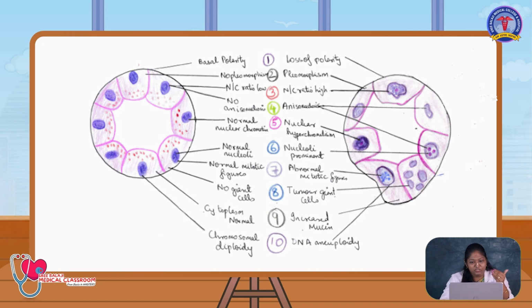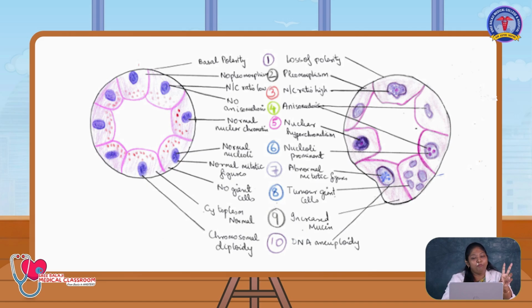So the 10 points of anaplasia, the first is basal polarity. What do you mean by basal polarity? It will have a basement membrane. The nucleus will be nicely sitting over it, surrounded by the cytoplasm, is the concept. This is maintained in benign, but in the malignant, it is totally lost. It will be haphazardly present. Can you see the picture? We cannot define it. So there will be loss of polarity.